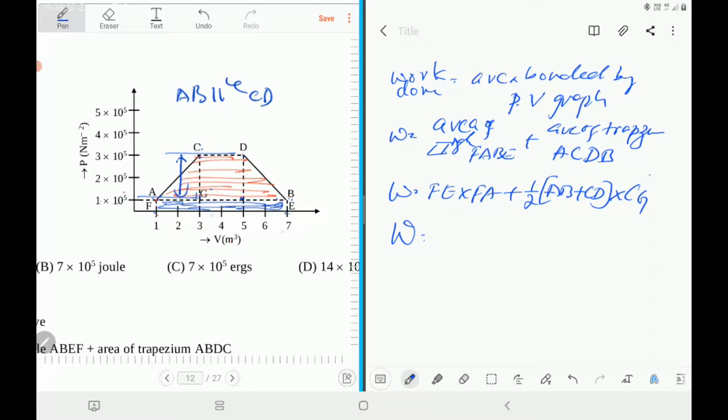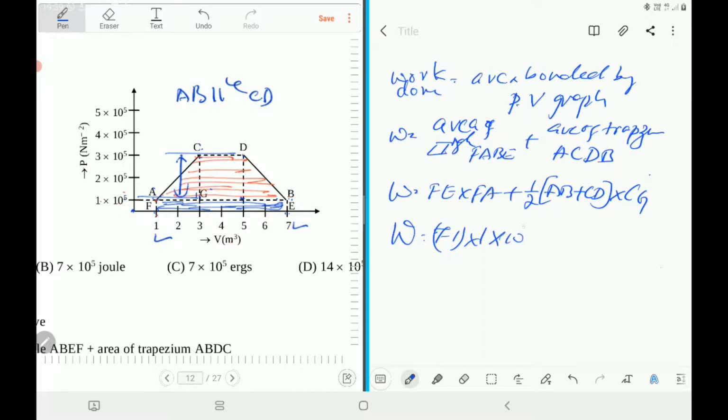Okay. What is FE? F to E, 7 minus 1. 7 minus 6, in fact. This is position 7, this is 1. 7 minus 1 into, what is FA? FA is 1 because this is 0. 1 minus 0 is 1.